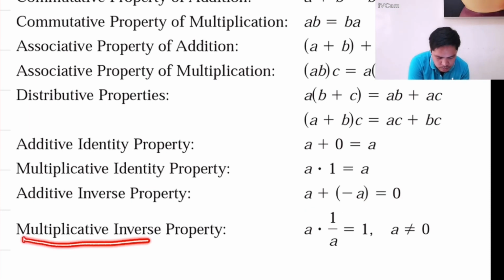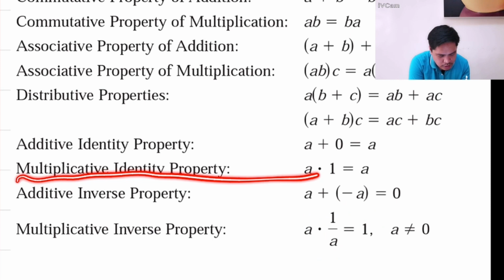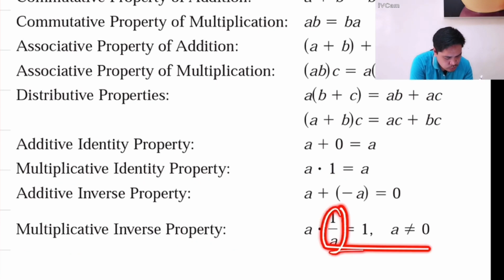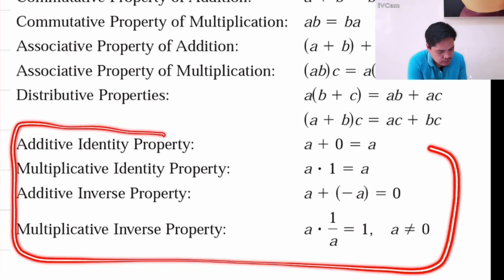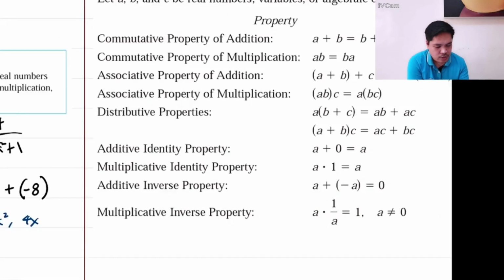So, for multiplicative property naman, if you multiply A by its reciprocal, the result is 1. Remember, the identity for multiplication kani is 1. So, dire man, for multiplicative inverse naman, if you multiply it by its inverse, 1 over A, the result is its identity 1. Okay? So, kani siyang upat, these are just related. By the way, take note that A should not be equal to 0 because 1 over 0 is undefined, or that's infinity. Okay? So, let us proceed.